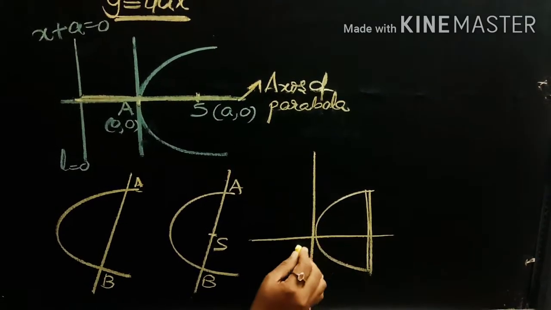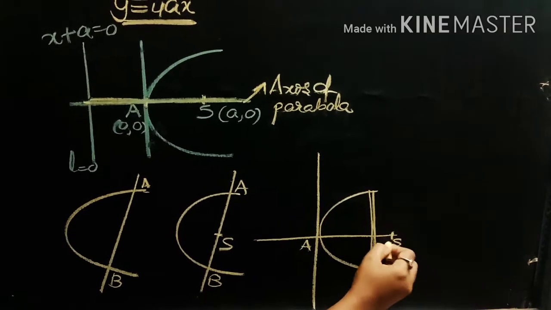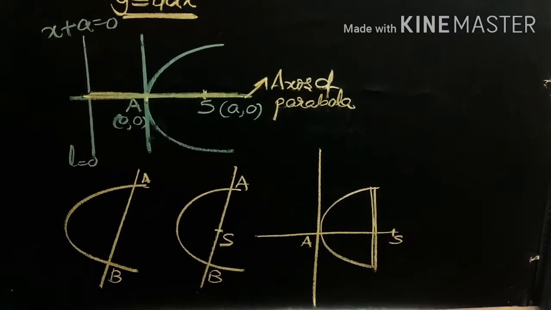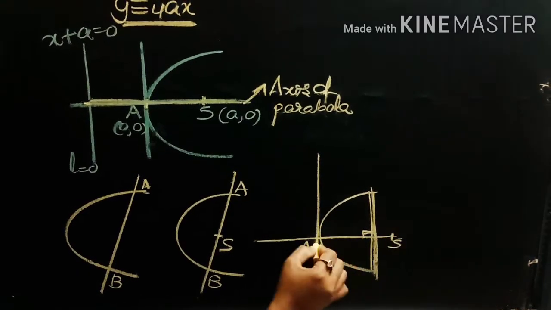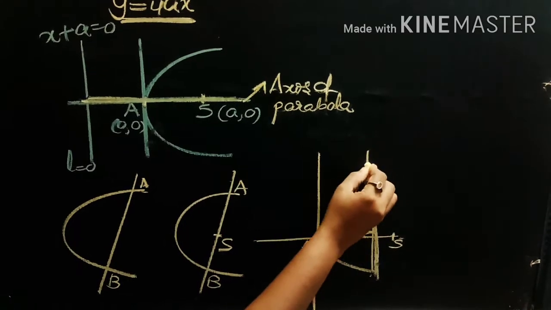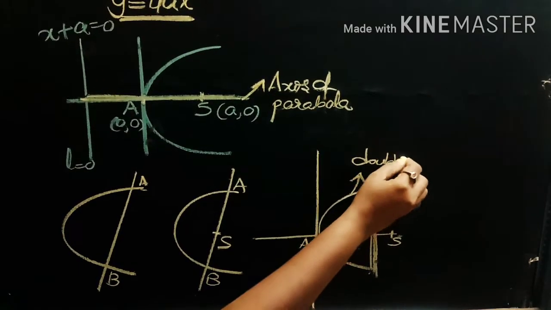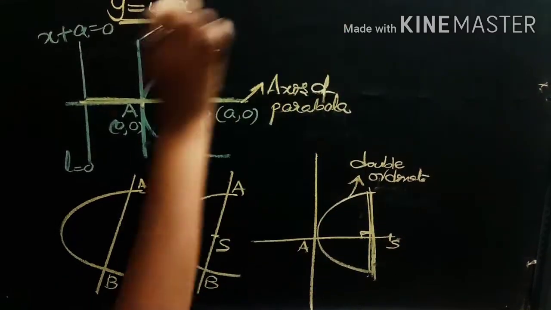Here this is the vertex A, and suppose this is the focus S. Now the line which is perpendicular to the axis of the parabola, perpendicular to AS, is called the double ordinate. This is the double ordinate.